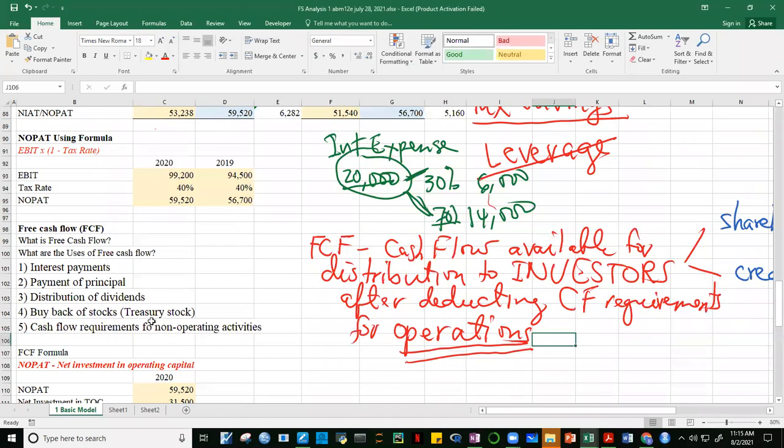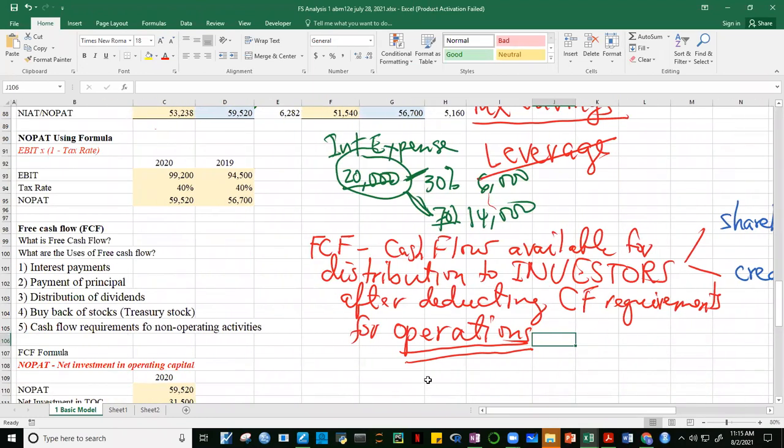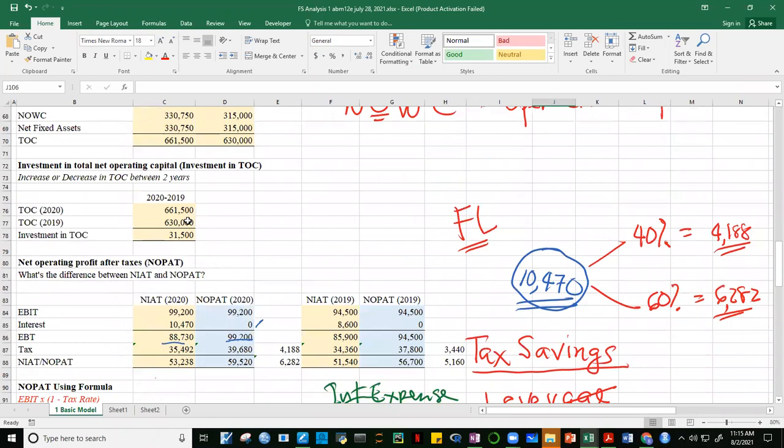Sabi natin na yung free cash flow, guys, it's cash flow available for distribution to investors. Siyempre, ang mukha ng investors, yung shareholders at saka creditors, pagkatapos natin ma-deduct yung cash flow requirements for operations. Magkano ba yung cash flow requirements natin for operations? At the beginning of the year, 630. At the end of the year, 661. So there was an additional 31,500.